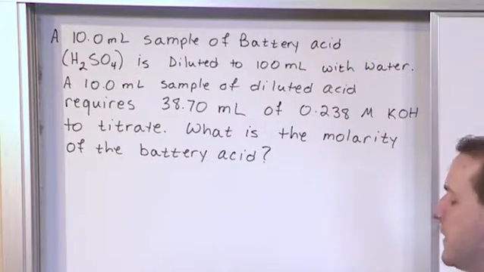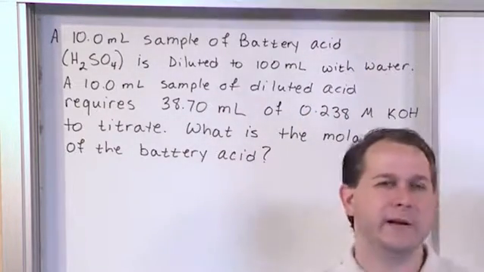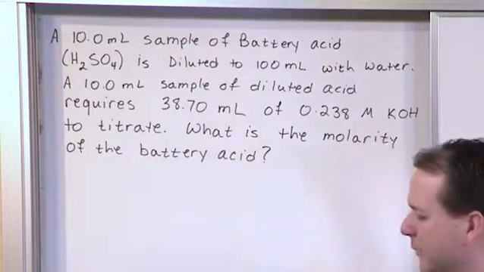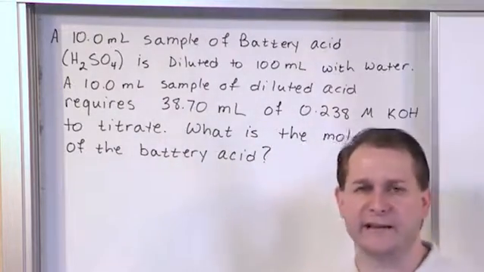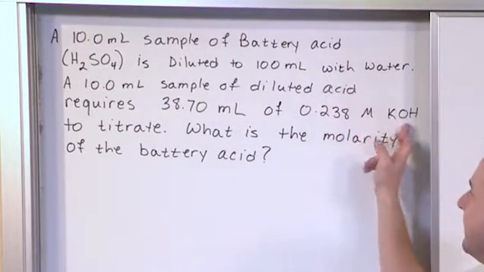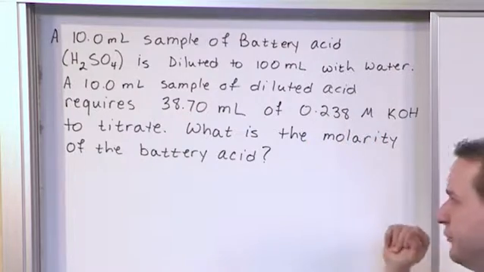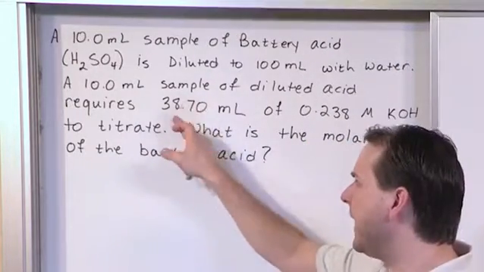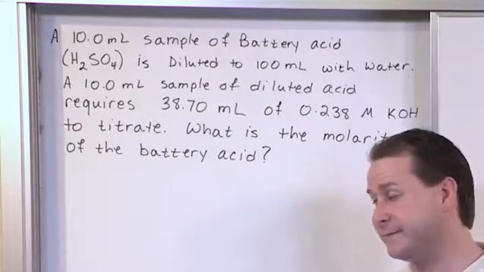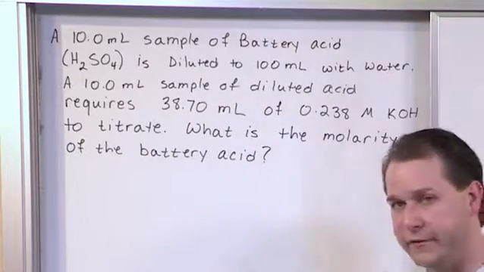Now once we have that diluted sample in the 100 milliliter flask, we go in and dip out 10 milliliters of that dilution. And we take that 10 milliliters and bring it into the lab, and then we start adding this base to it, this certain molarity basic solution, and we find out that it takes 38.7 milliliters of this base to titrate it, to fully react with it.